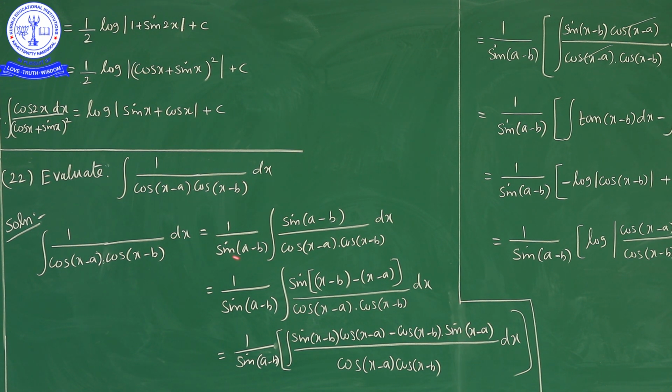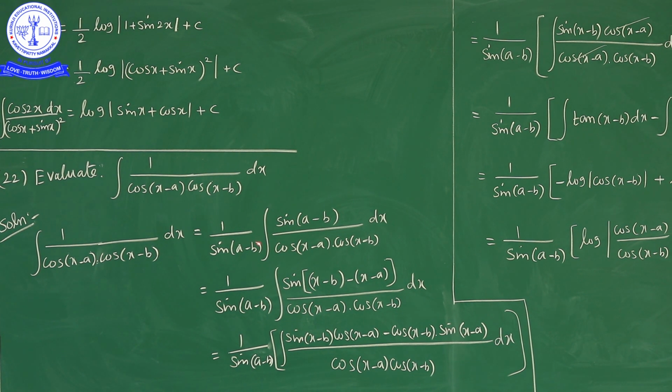Now, why do I use only sin? Why do I not use cos? Suppose I use cos(a minus b), multiply and divide with cos(a minus b) here.